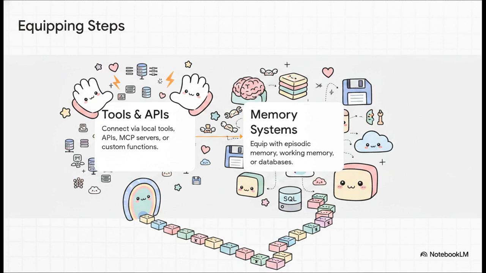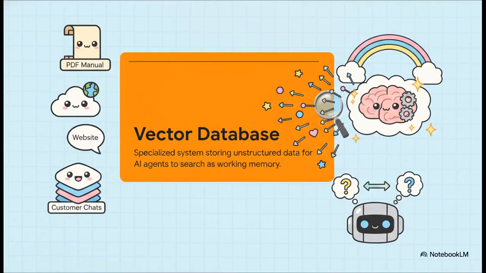This could be standard SQL databases, simple file storage, or episodic memory so it can actually remember its past conversations with the user. A critical term you're going to hear constantly when talking about AI memory is a vector database. This is essentially a superpower memory system. Instead of those rigid, old-school rows and columns, it stores unstructured data. We're talking massive PDF manuals, entire websites, or even years of customer chat logs. It organizes all of this so your agent can instantly search and retrieve exactly what it needs as working memory to solve a specific problem in real time.